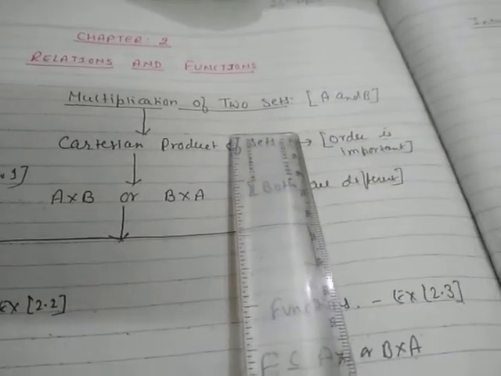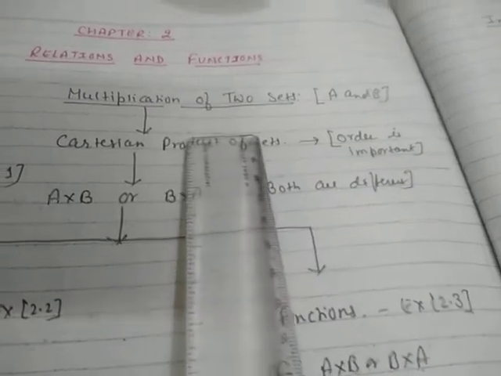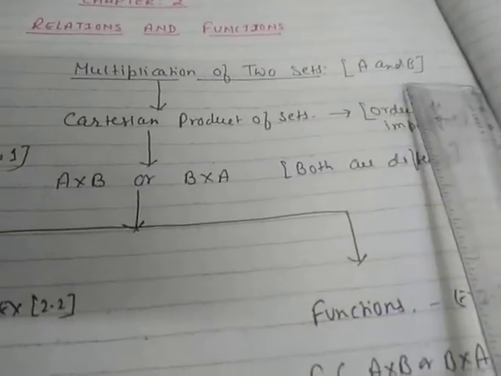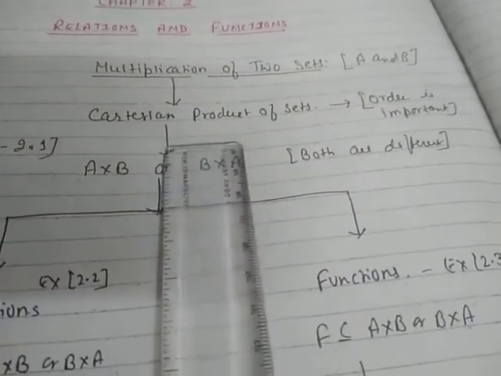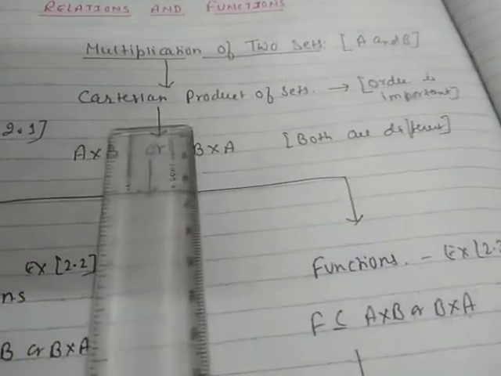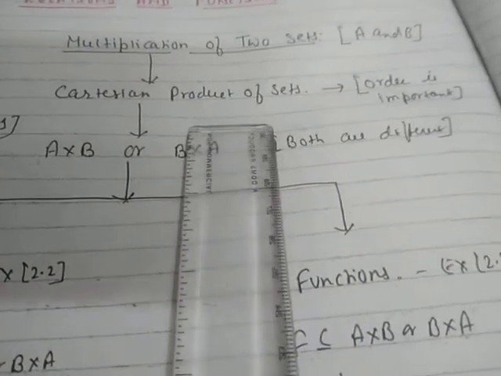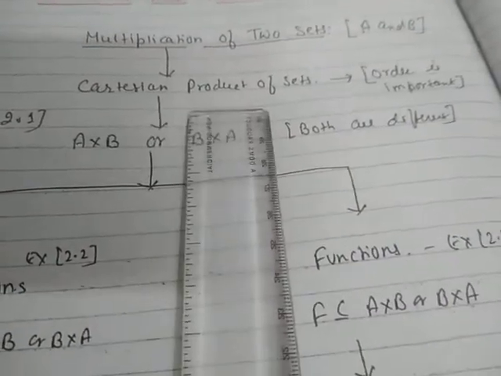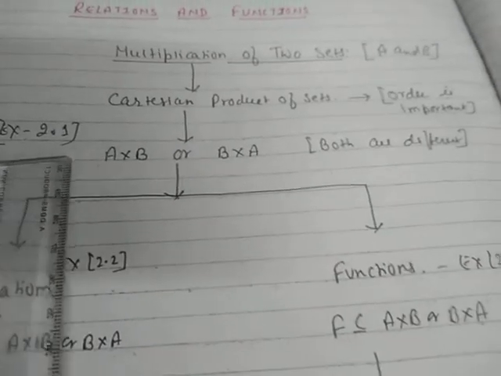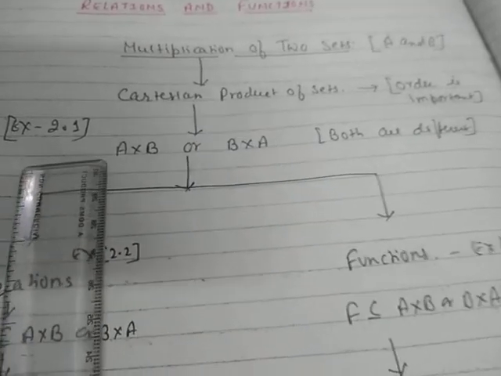Earlier we did union and intersection. Now we are going to do multiplication of two sets, set A and B. That multiplication of two sets is termed as Cartesian product of sets, and Cartesian product is your ordered pair. Order is important in product of two sets, that is termed as Cartesian product. And this is your exercise 2.1. Questions based on Cartesian product are in exercise 2.1.